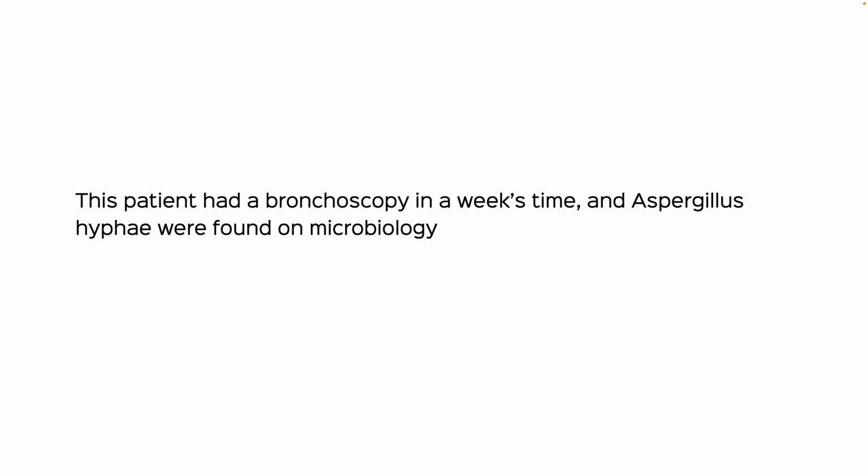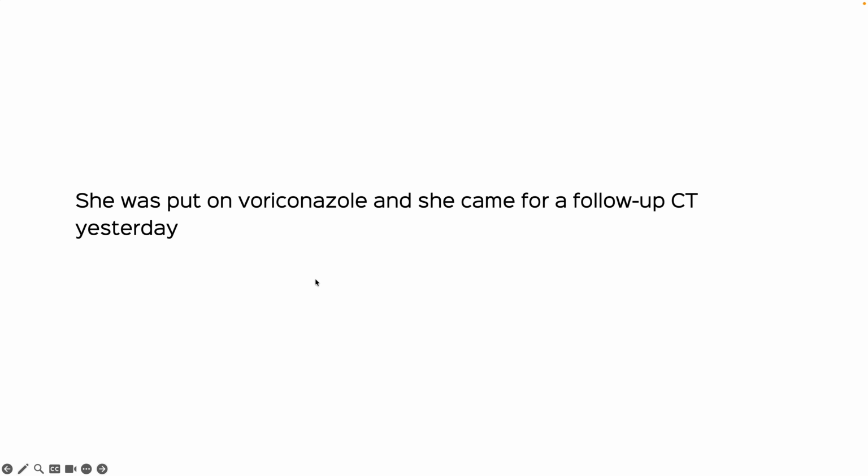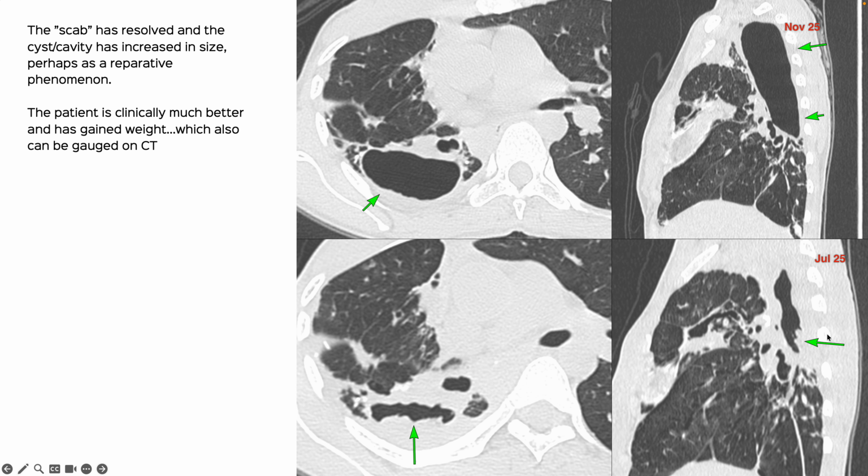The patient had a bronchoscopy in a week's time, and aspergillus hyphae were found on microbiology. Patient was put on voriconazole and came for a follow-up CT yesterday, and we can see that the scab-like soft tissue is completely gone. The patient has gained weight, is improving, and the cyst has increased, probably as a rebound reparative phenomenon.